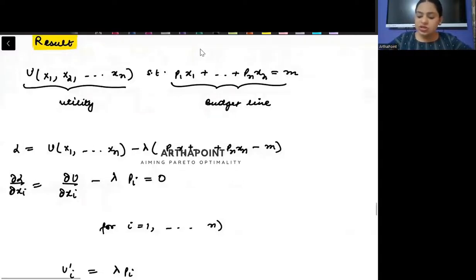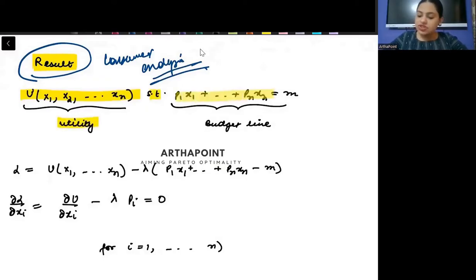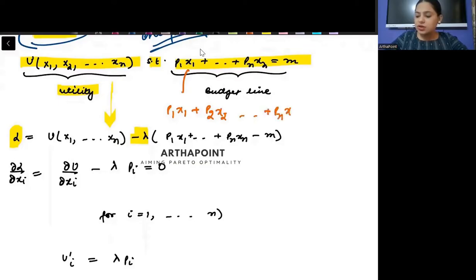So now there is a special result that we get when we do this for consumer analysis. What do we get? We have a utility function, which is a function of n variables, subject to this budget constraint, which is again a function of n variables. So I will form the Lagrangian. This is my utility function minus lambda times P1 x1 plus P2 x2 till Pn xn minus m equal to 0. This is my constraint, which I've just written here.